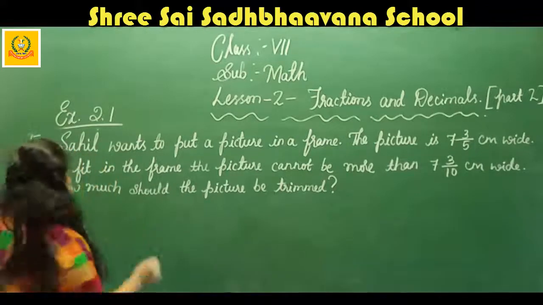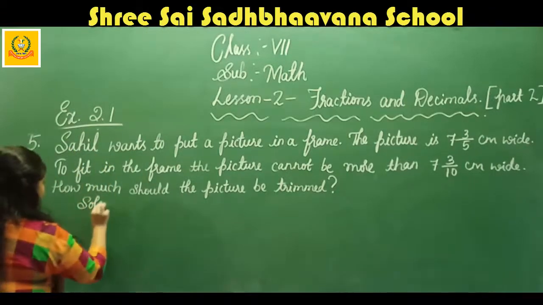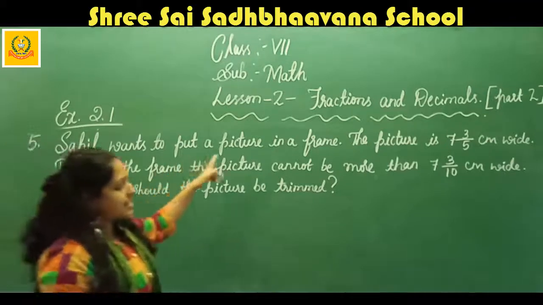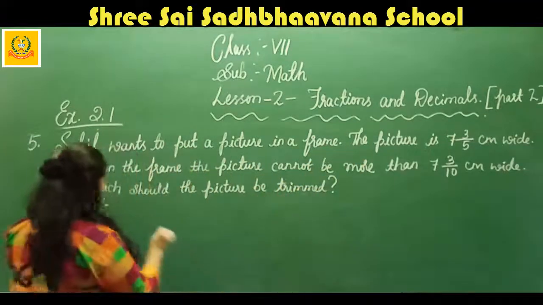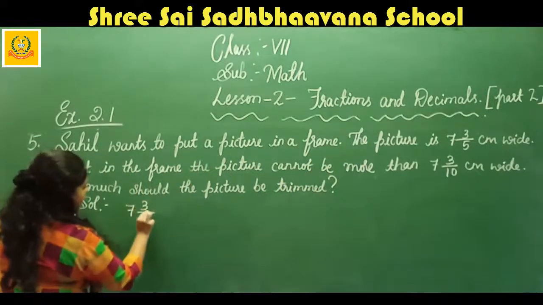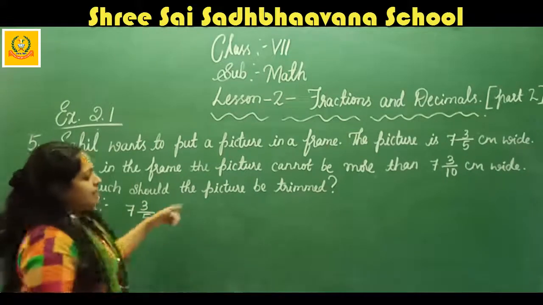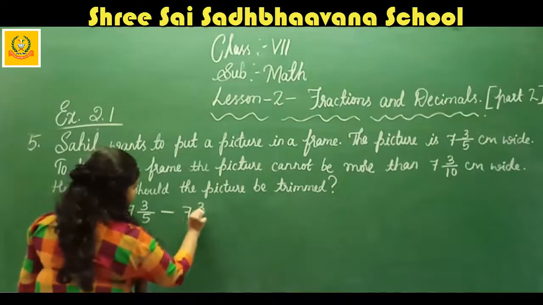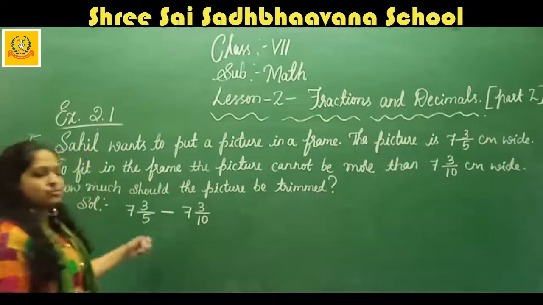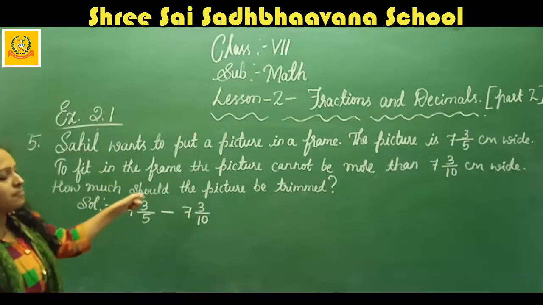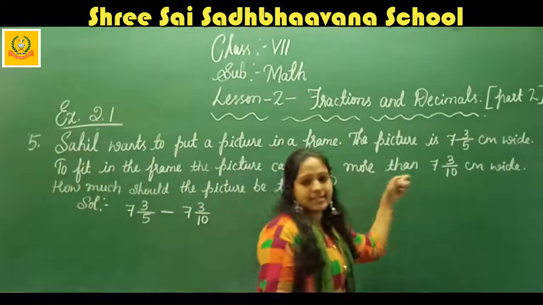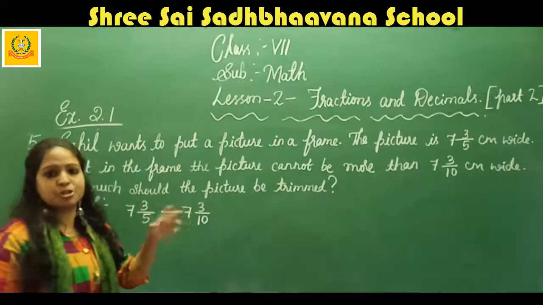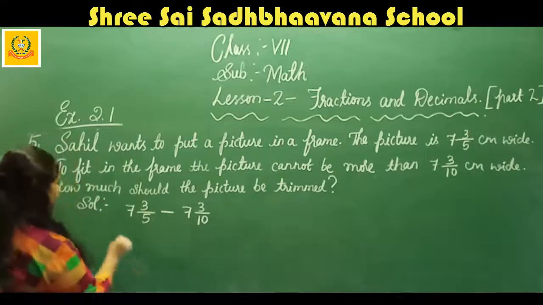So what we have to do? Let us see. Solution. What is the actual length of the picture? That is 7 3 by 5 minus 7 3 by 10. This is what we have to do here, okay? From the actual picture, we have to subtract that. Then we will get how much portion he has to trim, okay?